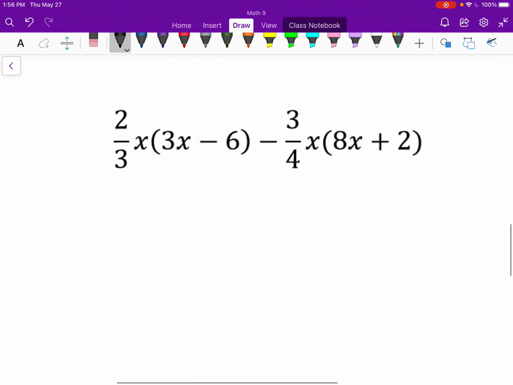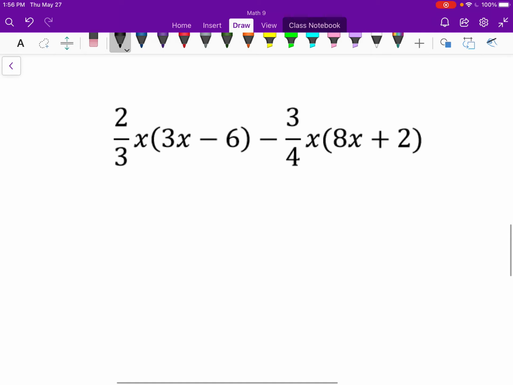Right, so the last example. Just a few more fractions, but still decently nice fractions. And so first, let's think about 2/3 x times 3x. Well, let's really first think about 2/3 times 3. You may be able to see what it is, but it may be helpful to think of it like 2/3 times 3 like this.